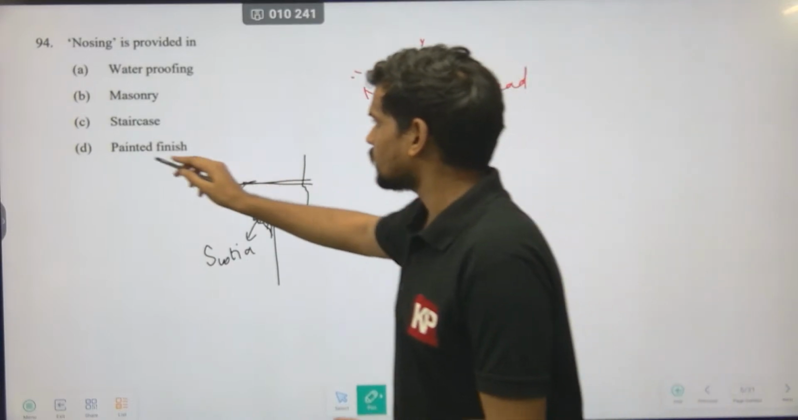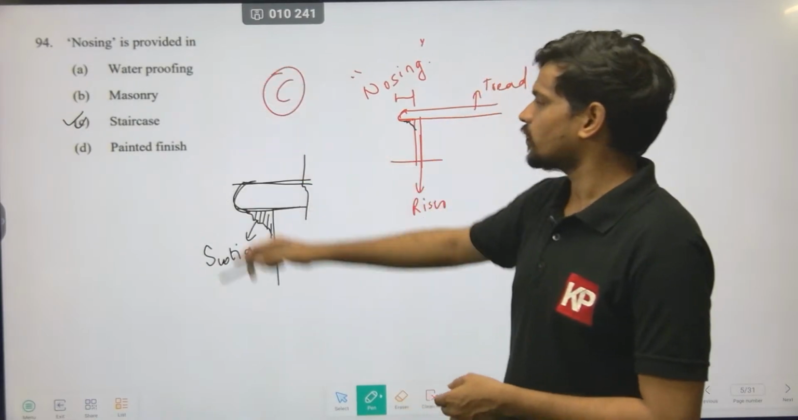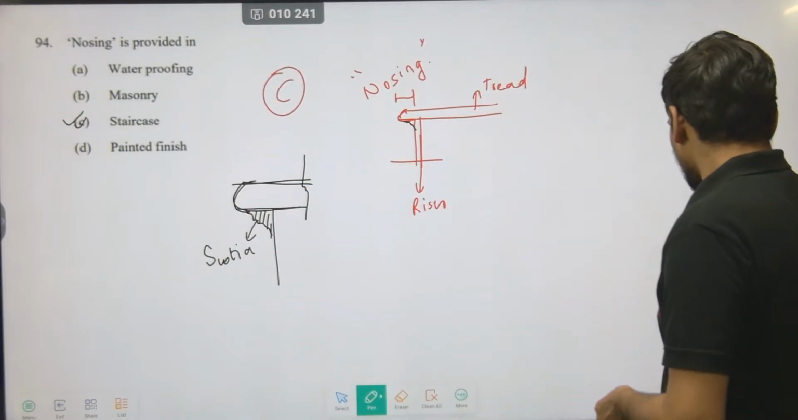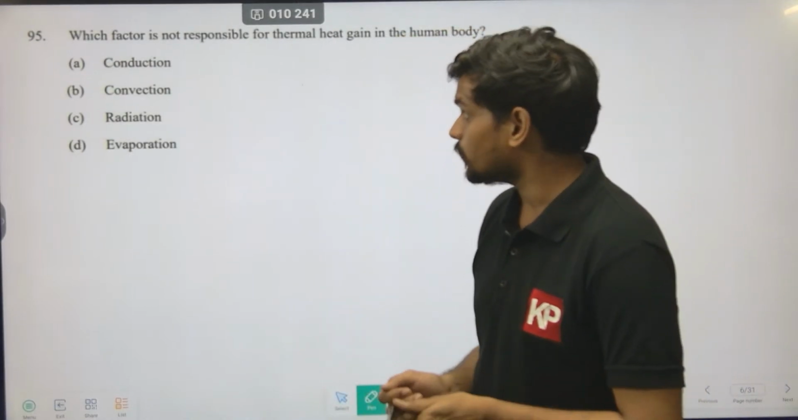However, the answer for this is staircase. Staircase is a component where nosing is provided. So C is the answer for this question. Next one. So terminology related to staircase can be important from exam point of view for CPWD.